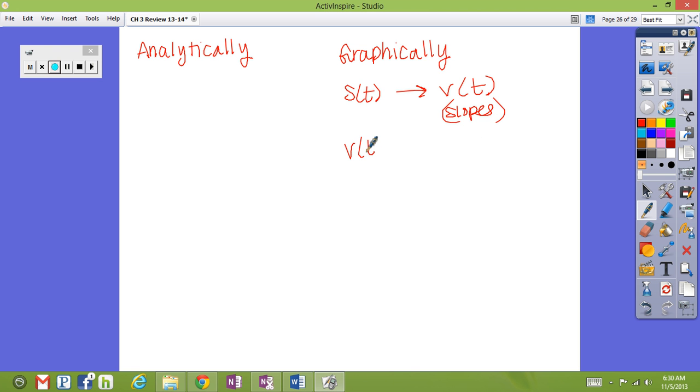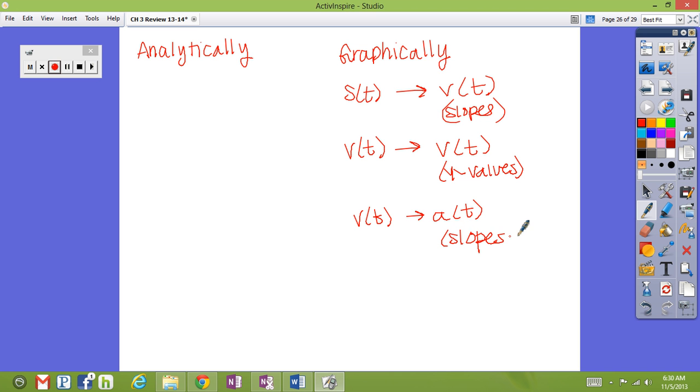But if I give you v of t, and I want a v of t sign chart, then you look at y values. If I give you v of t and I want a of t, then I would be looking at slopes again. That's the major thing about graphically. Outside of that, everything else becomes the same.